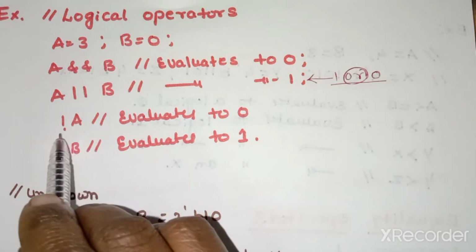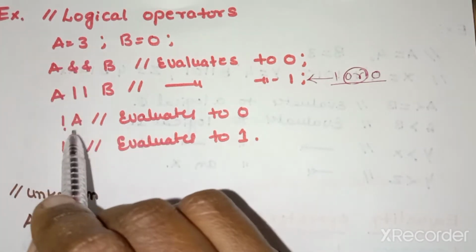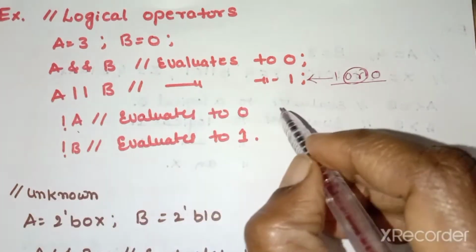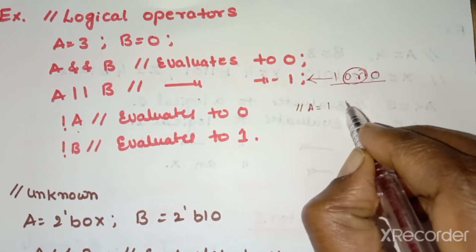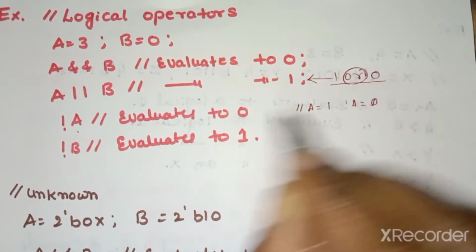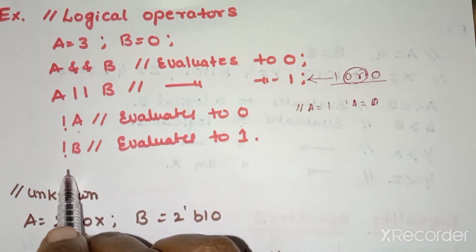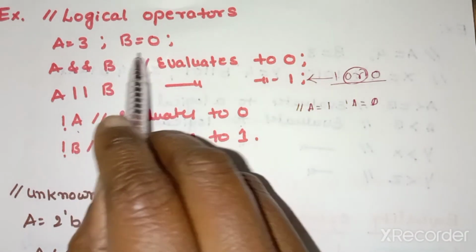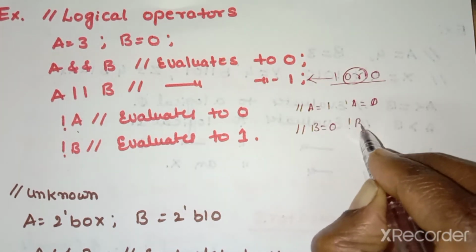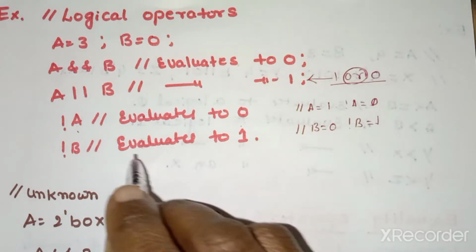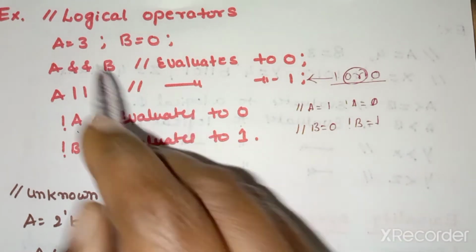And this is NOT of A. A is equal to 3, which is logical 1. If A is 1, what is NOT of A? It is 0. So NOT of A is 0. Similarly NOT of B. B value is 0, so NOT of B is 1. Let us hope all of you understood the logical operators.